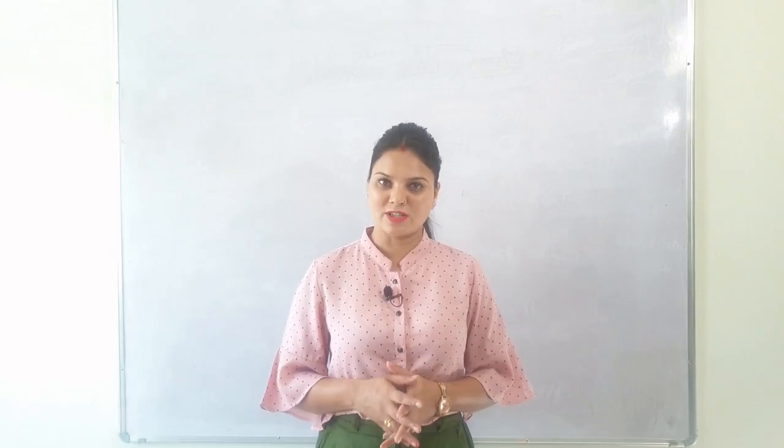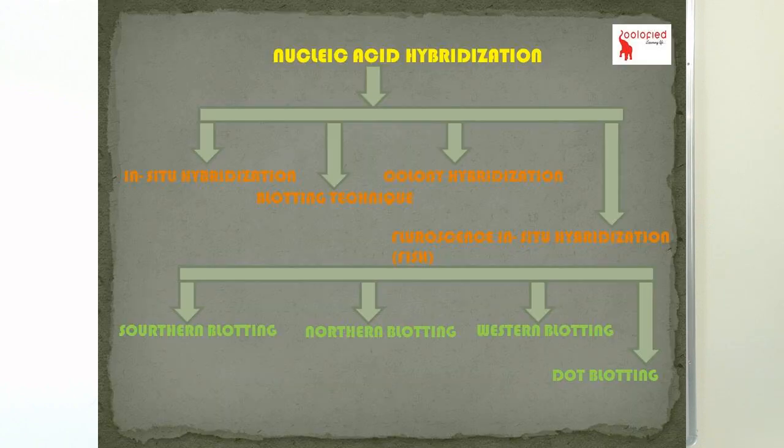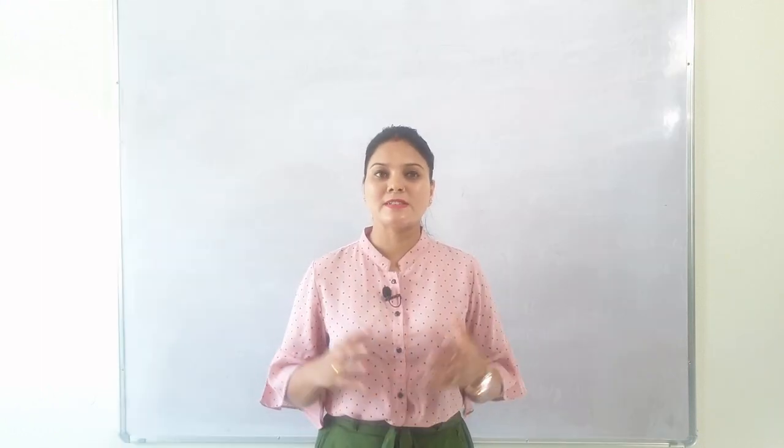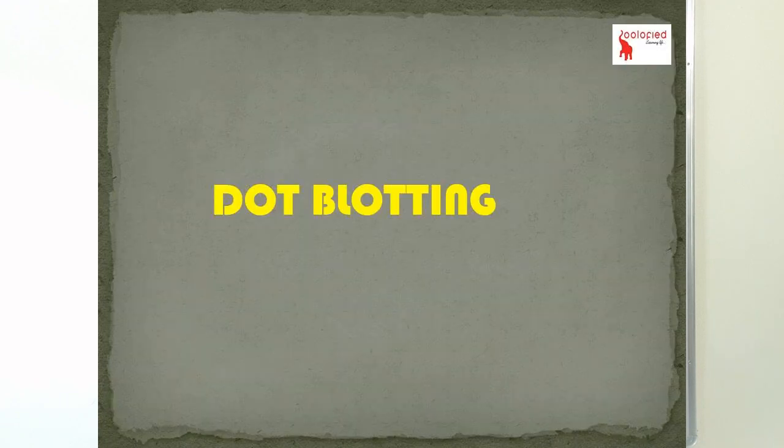In the series of blotting techniques, we had discussed three major types of blotting techniques till now, namely northern, western and southern blotting. And today, we shall be discussing the simplified version of those three blotting techniques, namely dot blotting.